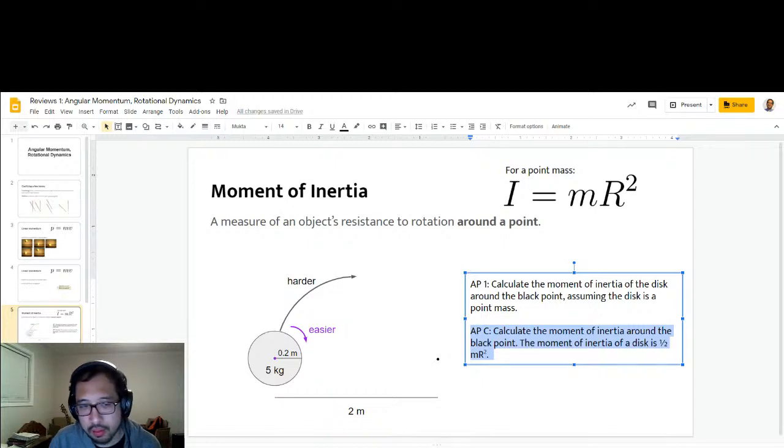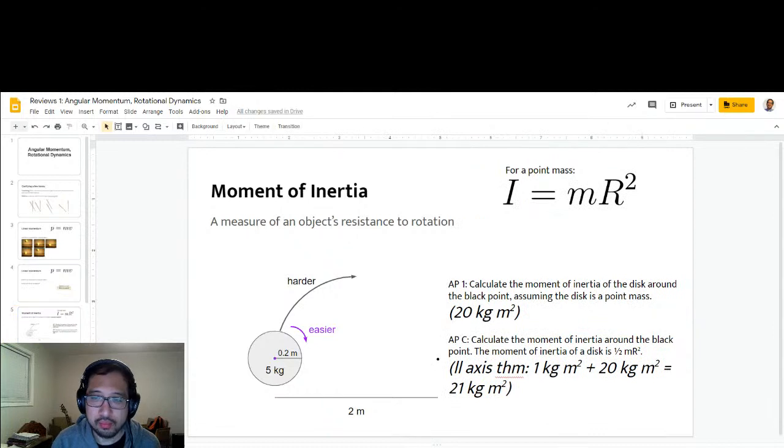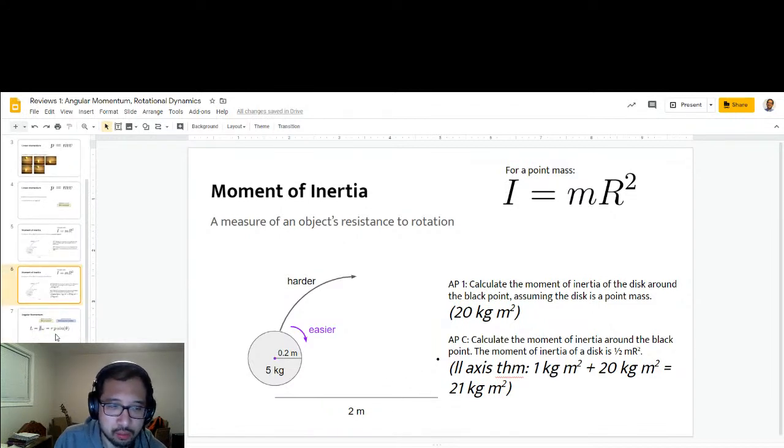Okay, let's take a look here. You can see that if you just assume that the disk is a point mass, so we do mr squared right here, you can calculate the moment of inertia is around 20 kilogram meters squared. And if you were to be a little bit more rigorous and calculate the moment of inertia of this as a disk, and then say, oh, we're not rotating around the center of the disk, we're rotating around this point here, we'll get around 21 kilogram meters squared. So again, it's quite easy to get close enough just by estimating as a point mass, depending on which point it's rotating around.